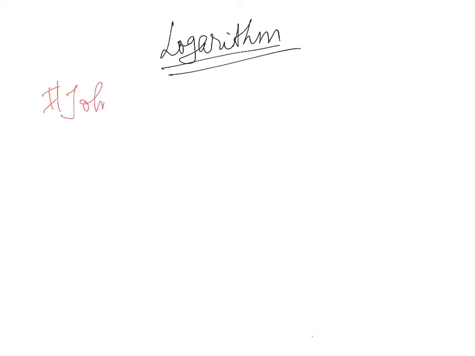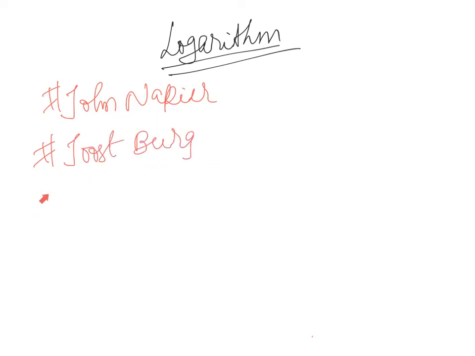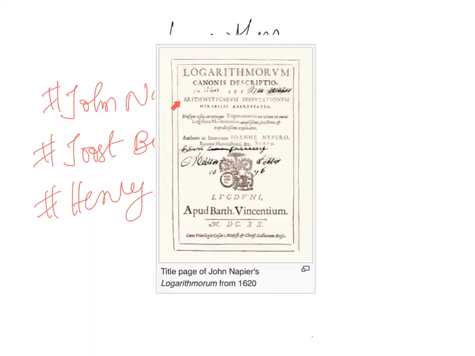Today, we will learn a new topic in mathematics, logarithm. There are many mathematicians involved behind this logarithm. One of them is John Napier from Scotland, another one is Jost Bürgi, and then we have Henry Briggs. These three mathematicians are responsible. There are many other mathematicians involved, in fact, for the logarithm that we are going to learn.